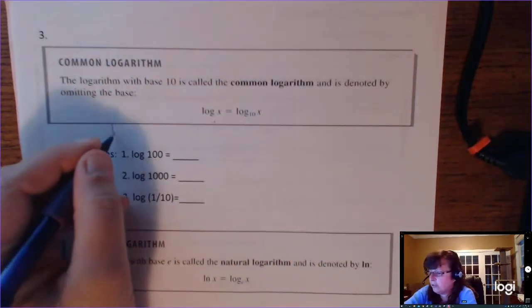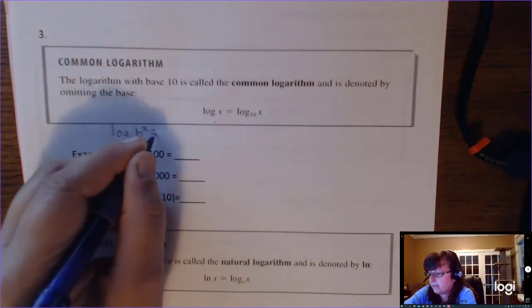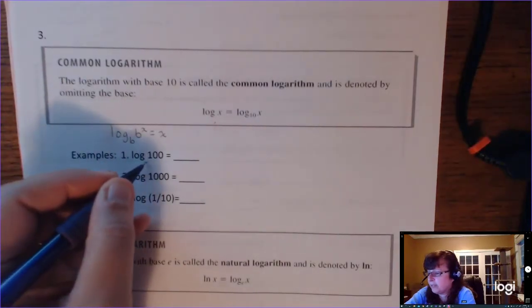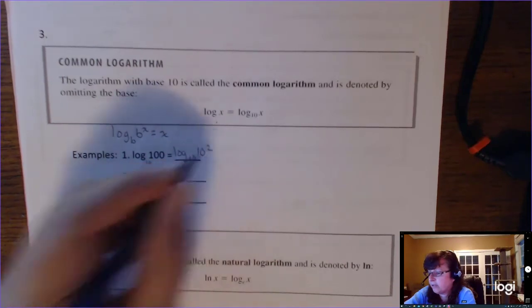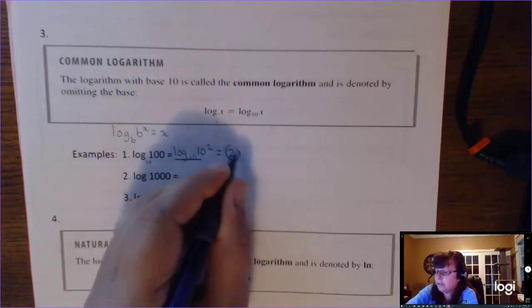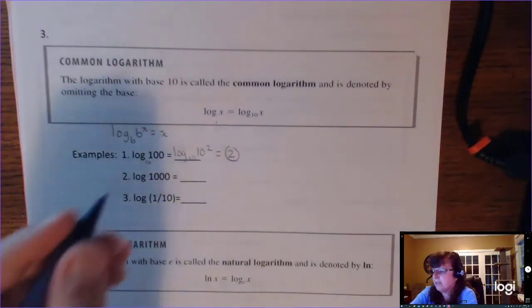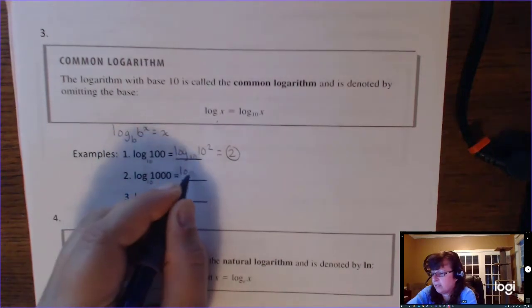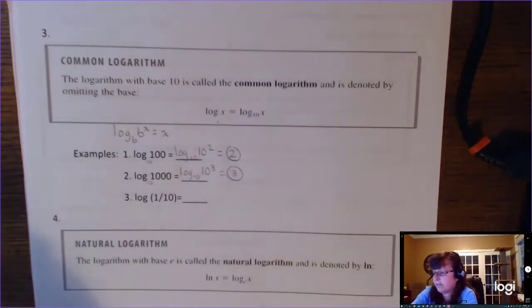And we can use this property here a lot. Log base b of b to the x is equal to x. We've done it before, but now it's official. So the log base 10 of 100 is the same as the log base 10 of 10 squared, and that's just 2 because you got the 10 here and the 10 there to match up. The log base 10 of 1,000 is log base 10 of 10 cubed, and that's just 3.